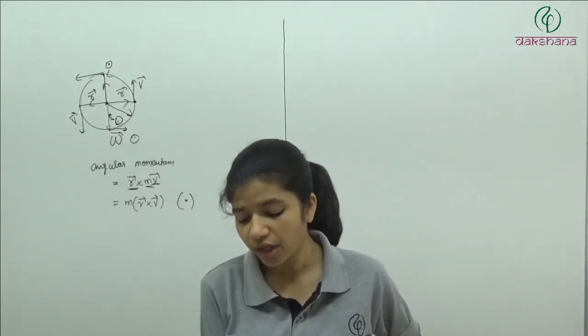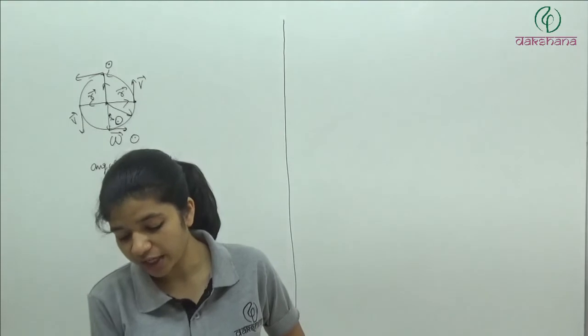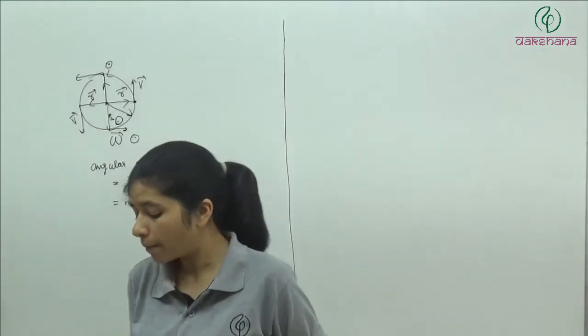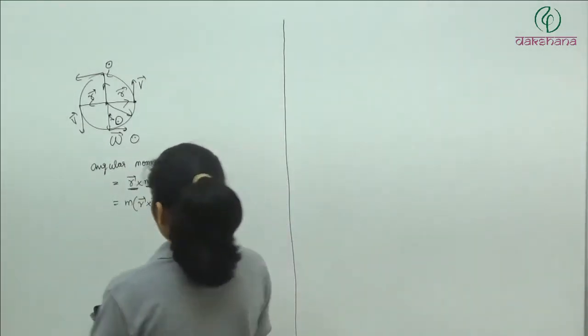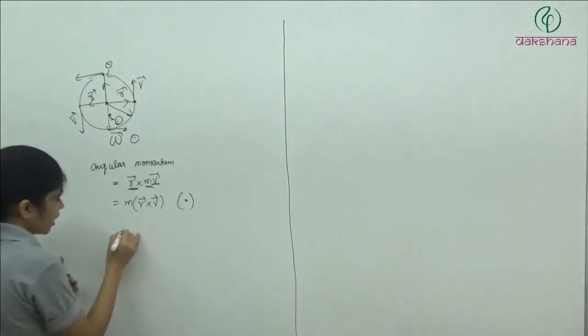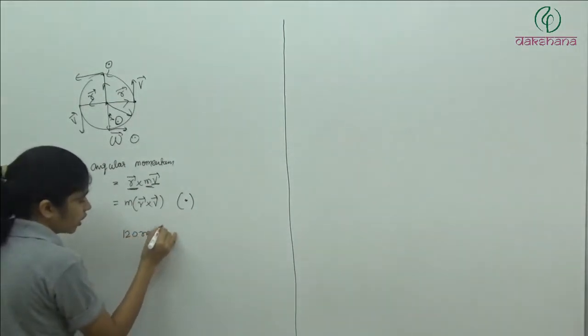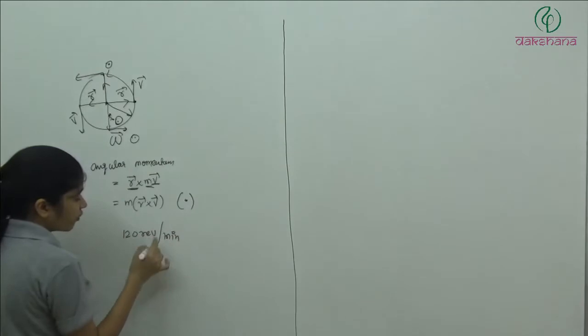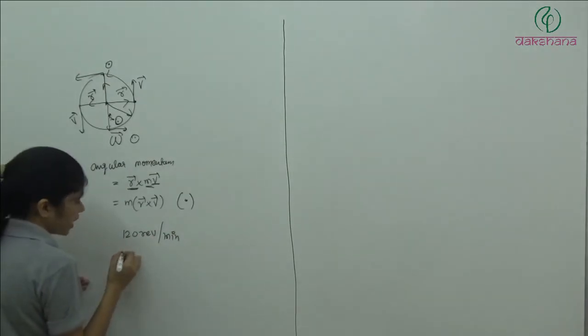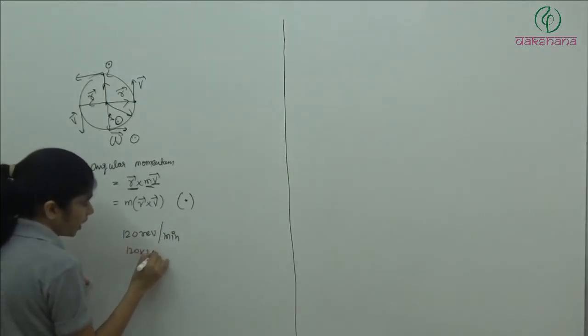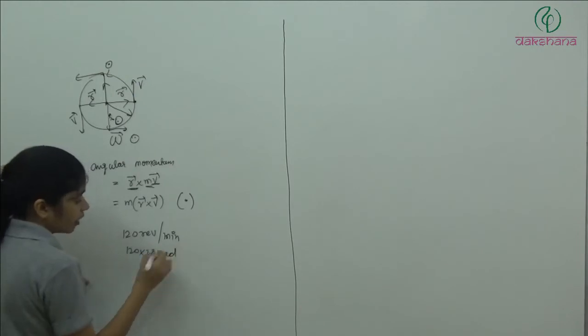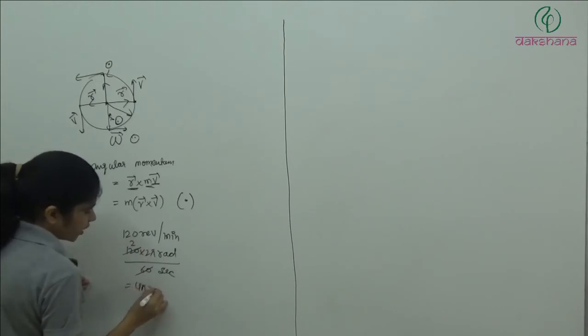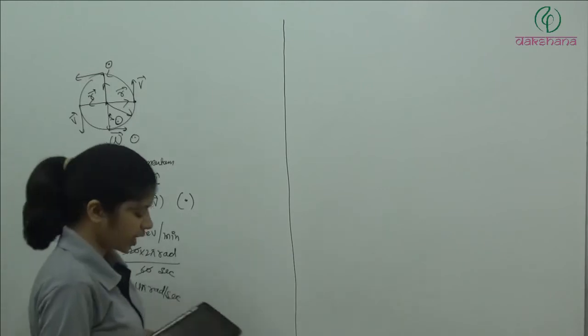Question number A7. The angular speed of a flywheel making 120 revolutions per minute is. So we have to find omega. They are saying 120 revolutions per minute. So 1 revolution means 2 pi radian. So 120 into 2 pi radian, and 1 minute means 60 seconds. So it is 4 pi radians per second. Omega is equal to 4 pi radians per second.